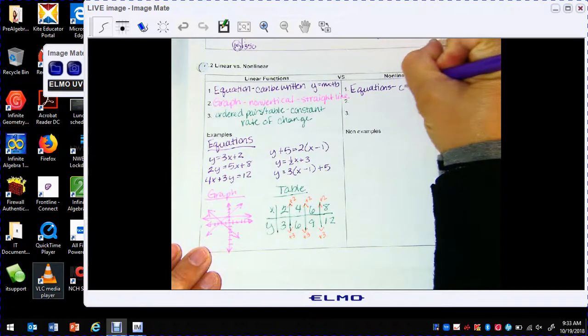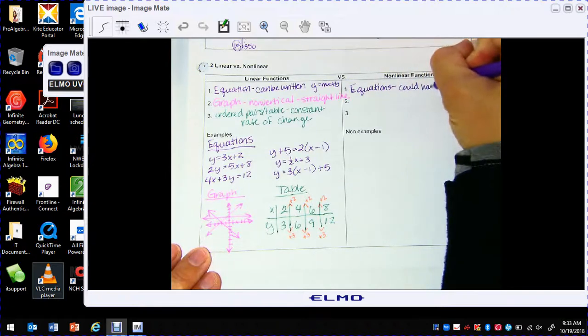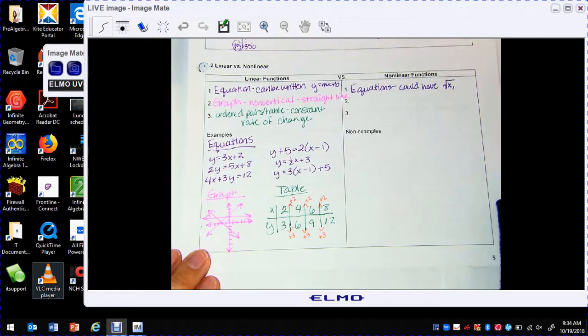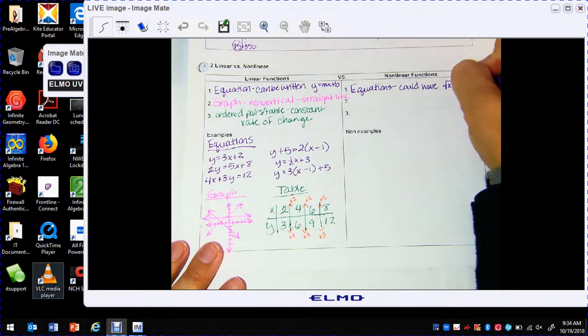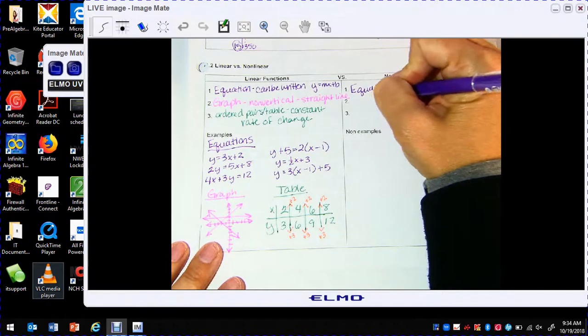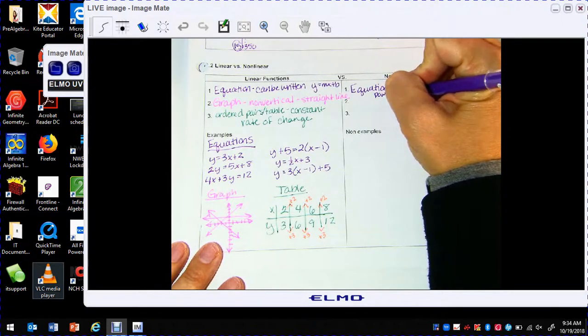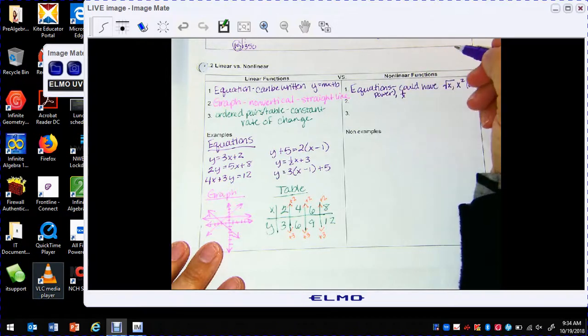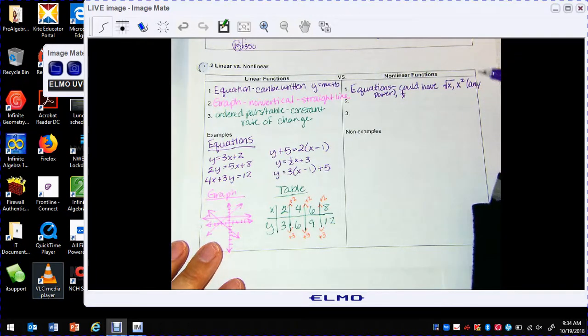So for their equations, you could have multiple different things. You could have square roots of x or some variable. You can have x squared. You can have any power. So that could just be any power. You could have a fraction, so 1 over x, or any variable in a denominator.